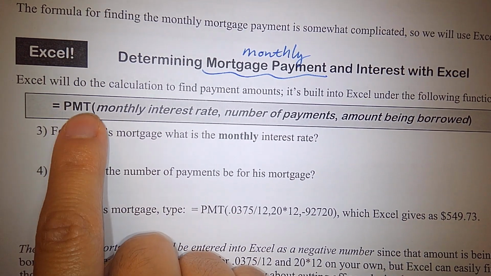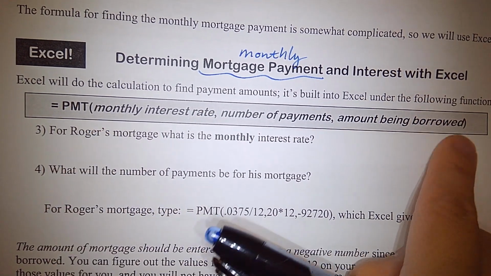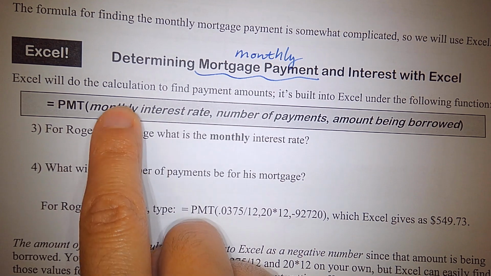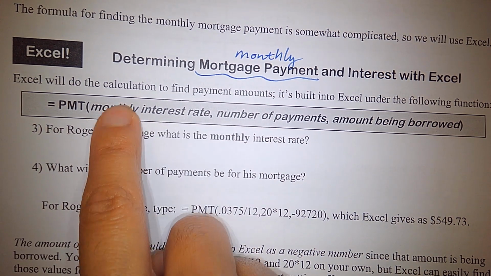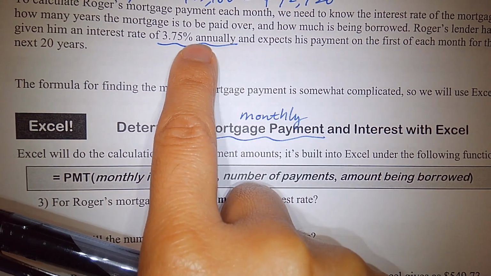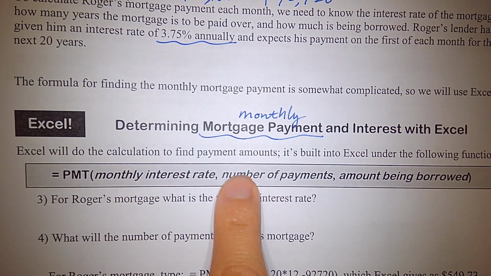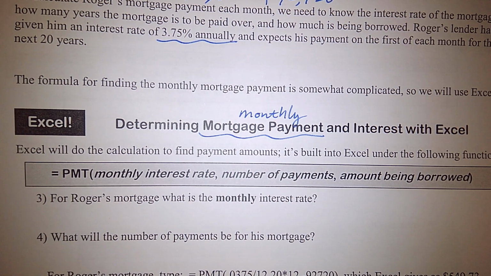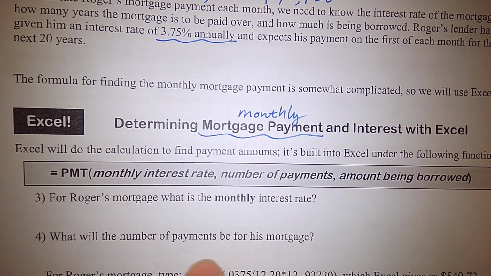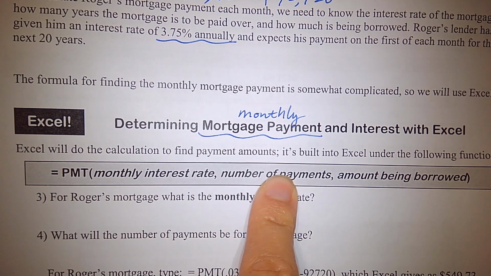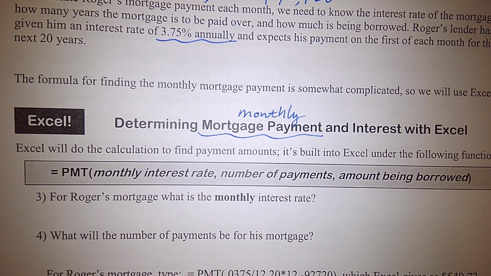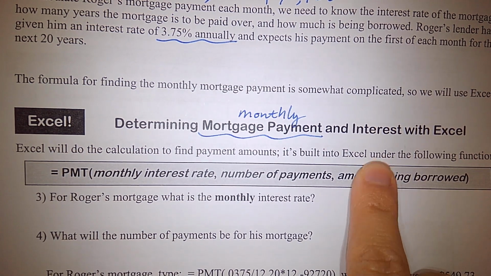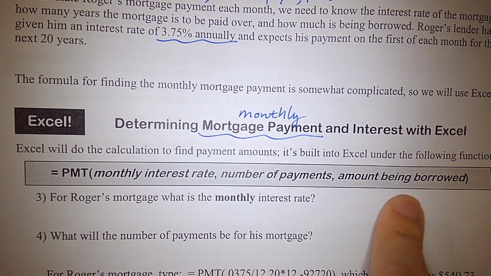So equals PMT, and in the parentheses there are three parameters. The first one is the monthly rate. How to get the monthly rate? From the annual rate divided by 12. The second parameter is the total number of payments over this many years. We'll figure out how to compute the number of payments. And the third parameter is the money we borrowed, so the total mortgage amount.